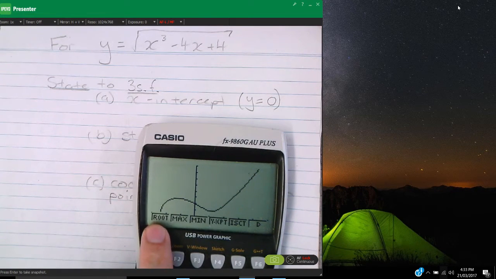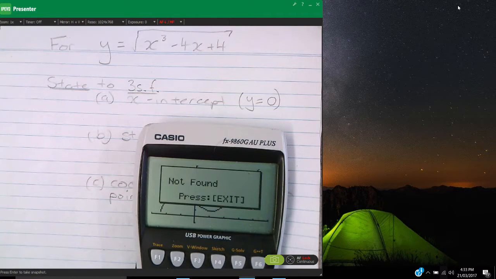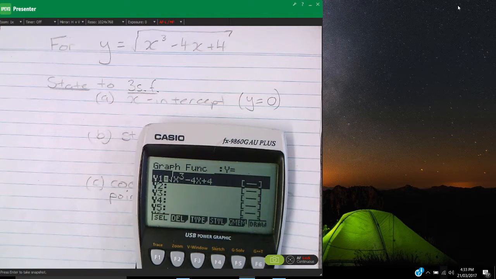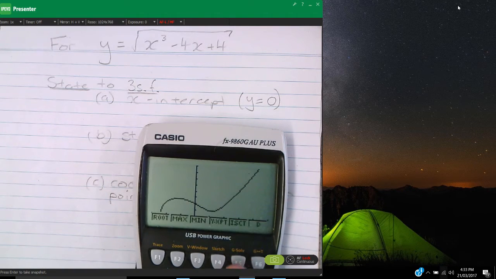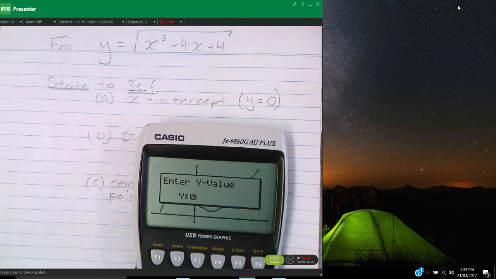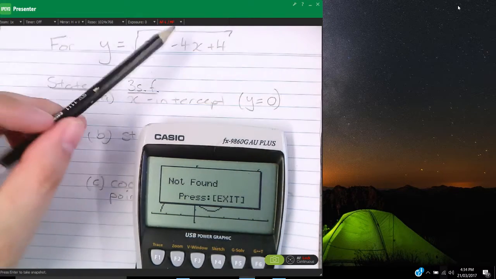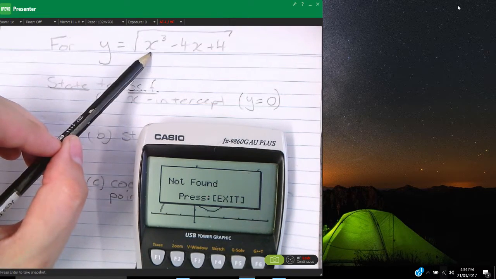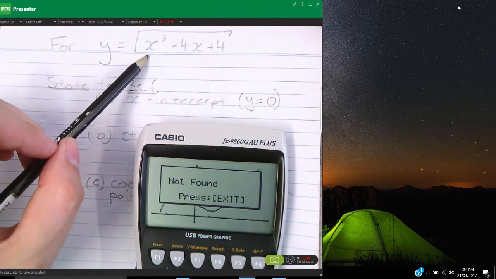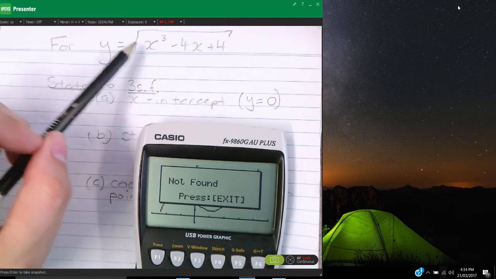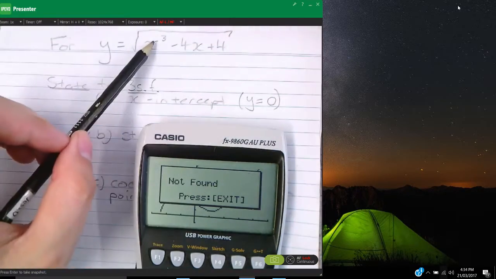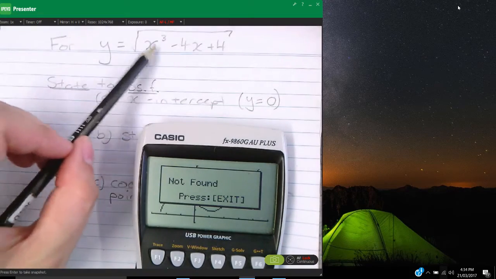A root of an equation is when the equation is equal to 0. Now it's going to return us a not found. Alright, try it another way. Let's do an x-calc for when y equals 0. That doesn't work either. Now, if you know anything about cubics, you know they pass through the x-axis once. Now we have a square root around that, but still the square root of 0 should still be 0.